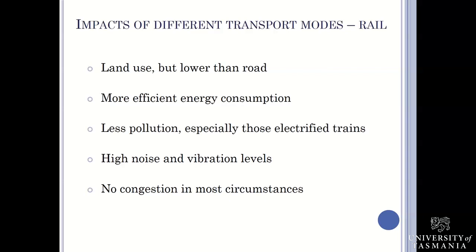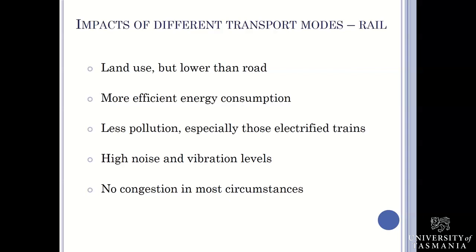In terms of land use, it will still require land, obviously, for tracks as the infrastructure and then the terminals, etc. But the requirement is lower than road. More efficient energy consumption, especially when we look at it per passenger, so much lower. Now there's another thing we can look at. The energy consumption is lower than road, but we can also use other means. If we use the electrified system, with electricity as the energy input, then we have other options for rail. Less emissions, especially when we use electricity, because we have the option of using electricity generated by renewable means.